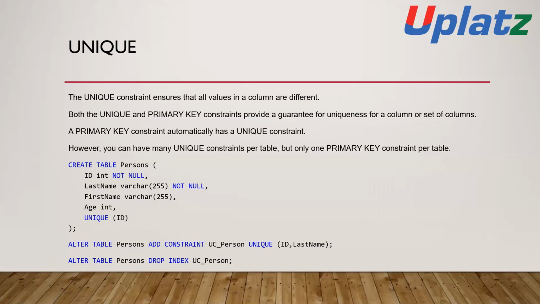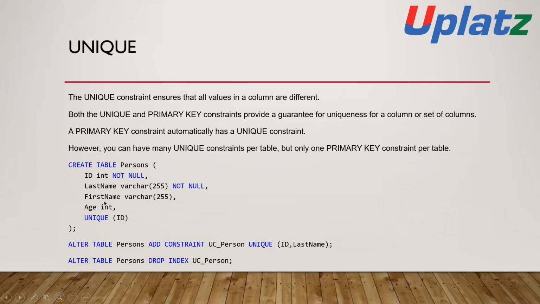So you can have many unique constraints per table. That is true, but only one primary key constraint per table. Now this is one example that I have written for you. We are creating a table persons with ID as an integer, and it has a NOT NULL constraint.